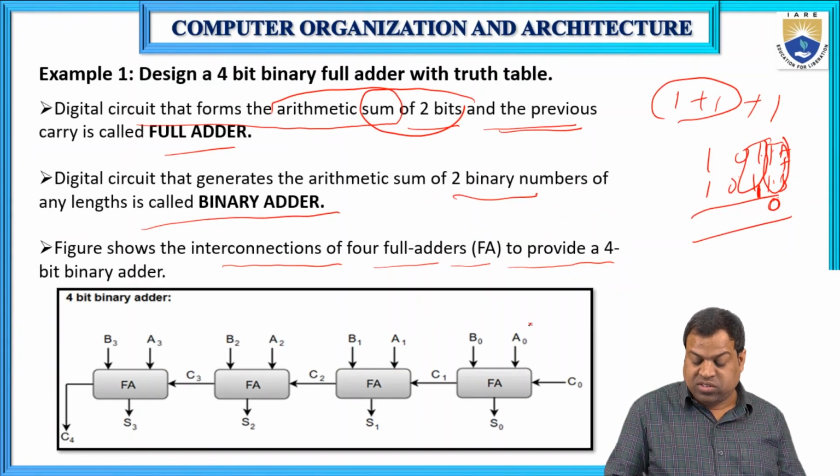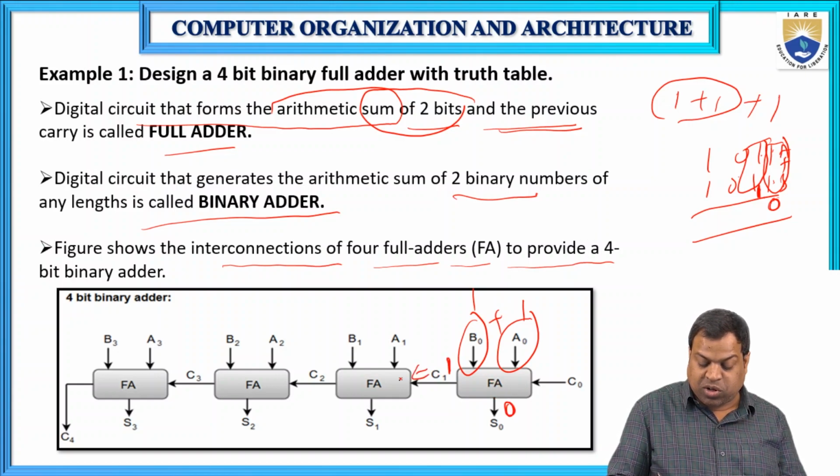So previously like this, A equal to 1 and B equal to 1. Now A plus B, 1 plus 1. So sum is 0. Is there any carry? Yes, carry is 1. Now this carry is forwarded to here.